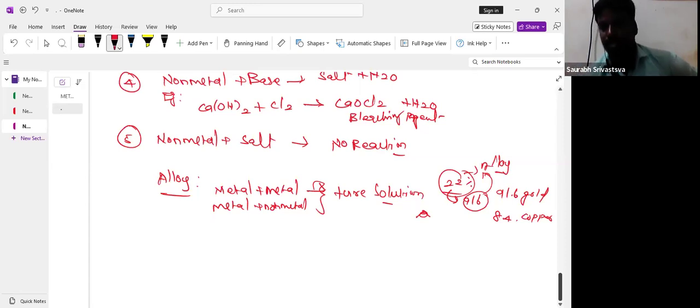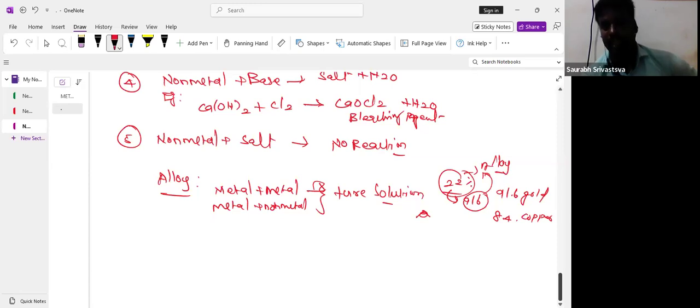So the copper should be 91.6%. This is called gold, an alloy of gold. And next, brass and bronze and solder. In the welding machine, all we are using for welding is tin and lead.